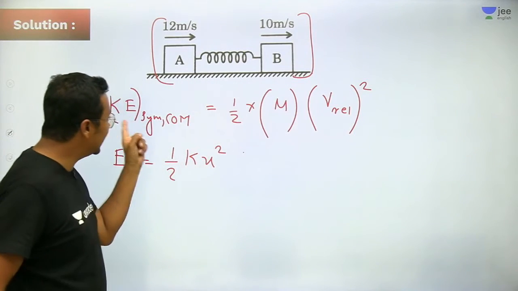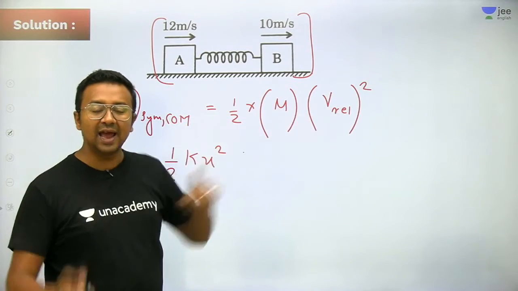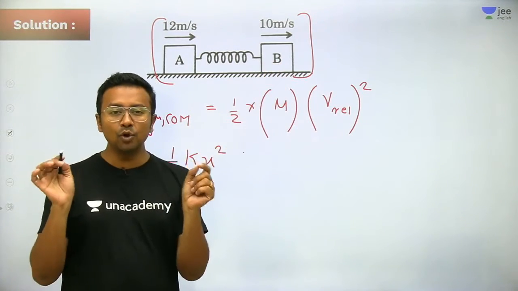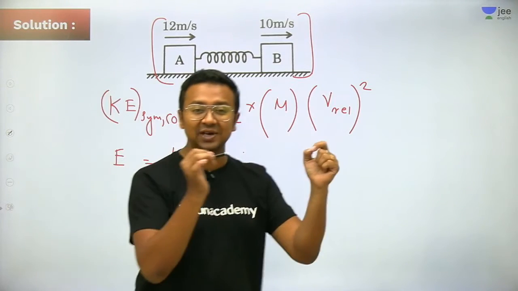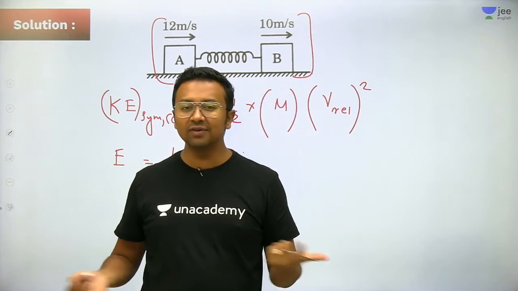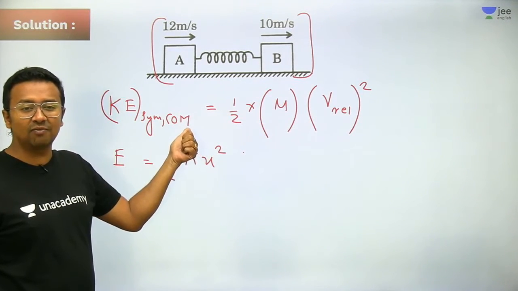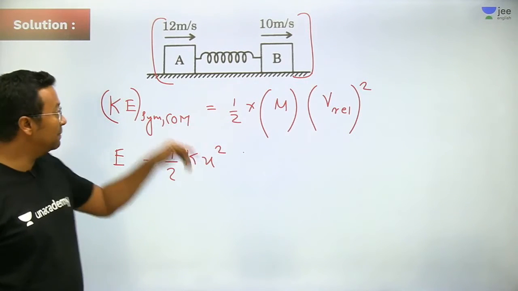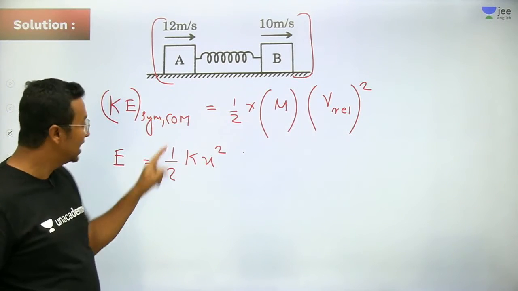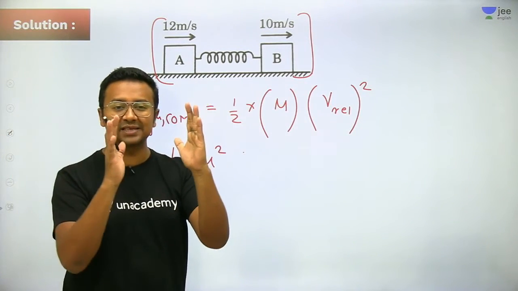If you look at the kinetic energy of the system with respect to the center of mass, we consider relative velocity. And what did I tell you? That during maximum compression, A and B are both going to move with the same velocity. So if they are moving with the same velocity, their relative velocity will be equal to 0. Then the kinetic energy of the system with respect to the center of mass will be equal to 0. That means the initial kinetic energy of the system with respect to the center of mass will be equal to the spring potential energy during the time of maximum compression.